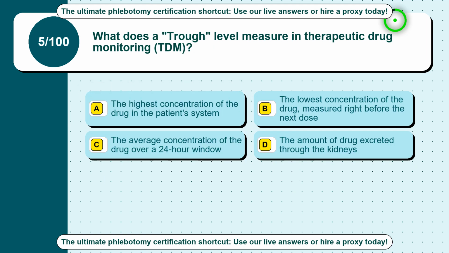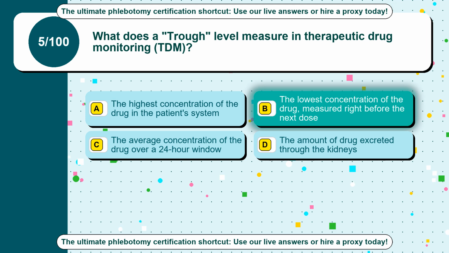Question 5. What does a trough level measure in therapeutic drug monitoring, TDM? Option A, the highest concentration of the drug in the patient's system. Option B, the lowest concentration of the drug, measured right before the next dose. Option C, the average concentration of the drug over a 24-hour window. Option D, the amount of drug excreted through the kidneys.